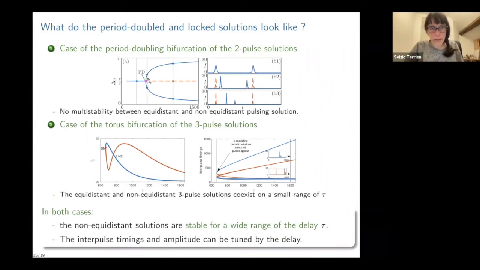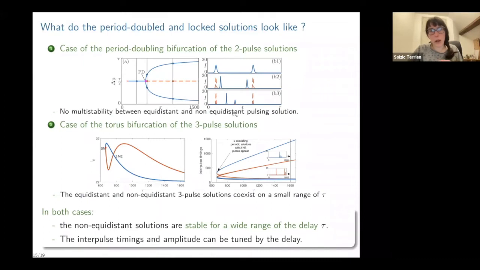this interpulse timing that evolves with respect to tau, which means that if we look at the time series here, before the period doubling bifurcation, the stable solution corresponds to equidistant pulses in the feedback loop in the span of one delay tau. Just after the period doubling bifurcation, we have an unstable solution with two equidistant pulses in red, but we also have the stable period doubled solution, which corresponds to two non-equidistant pulses with different intensity. And as we increase the value of tau, these two pulses become closer and closer, and their amplitudes become more and more different from each other.